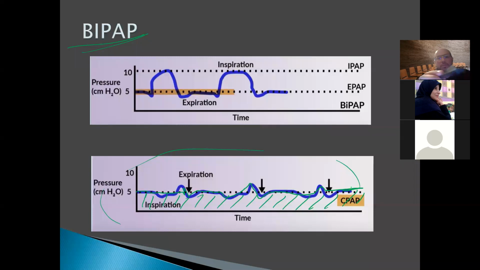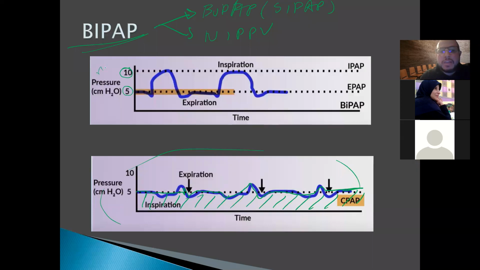In the bilevel, we have either BiPAP or CPAP synchronized, or we have NIBBV. The difference is a little bit of minor difference in pressure. You can see here, PEEP 5, and the PIP is not as high as the normal we do, 20 or 25.